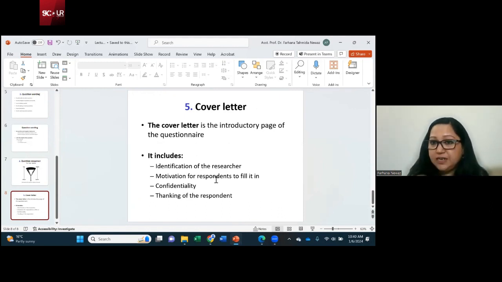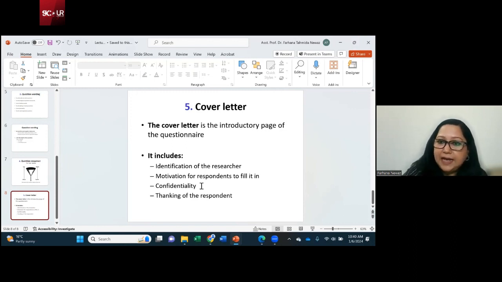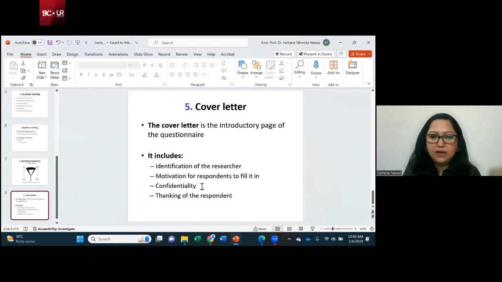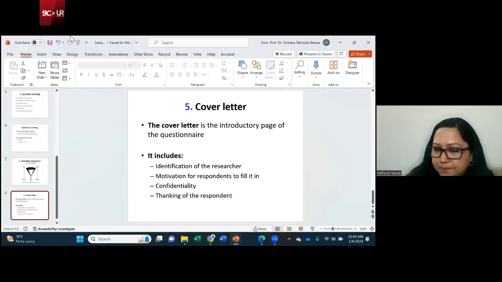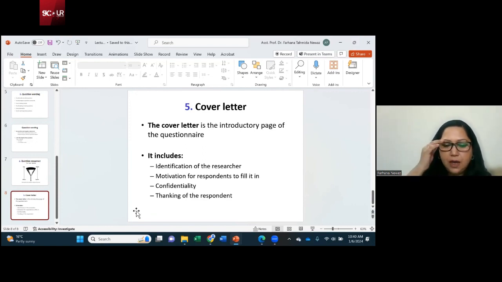Then the confidentiality issue: you also need to mention it in your cover letter, that whatever information the respondents give will be highly confidential and will not be given to other parties. It will be used 100% only for your research purpose. And then lastly, you go for thanking your respondent.